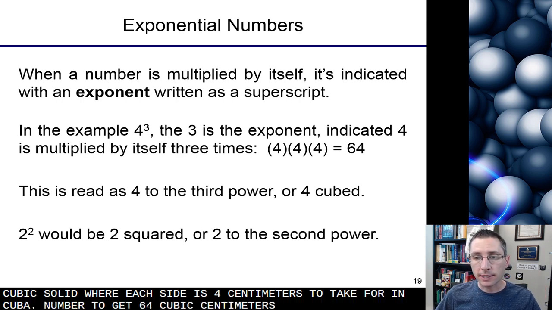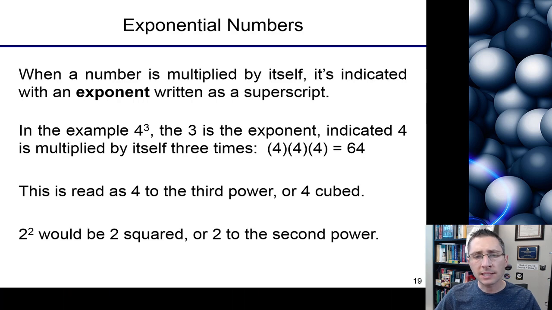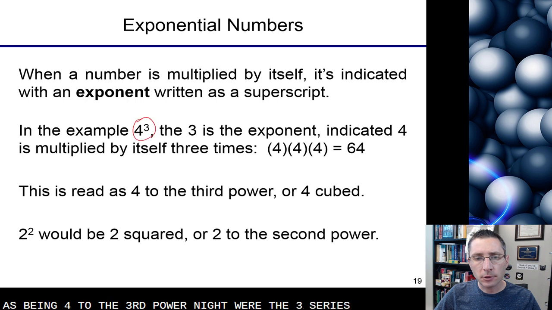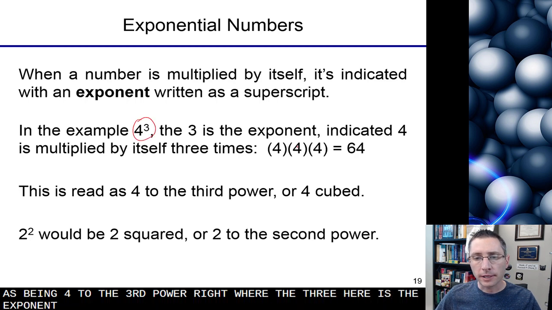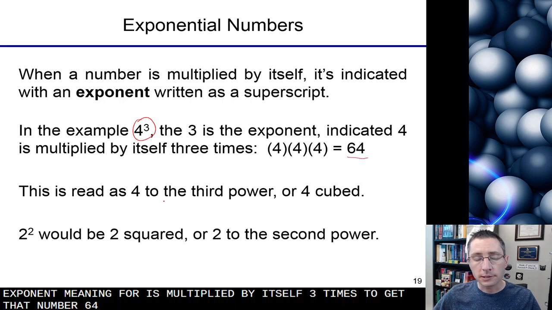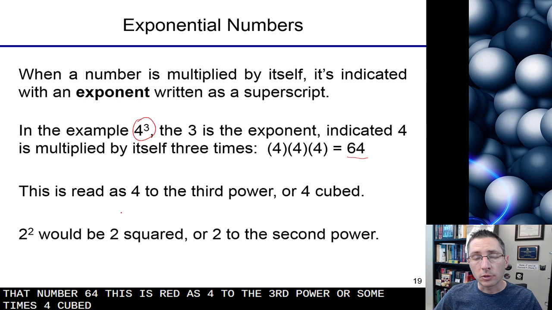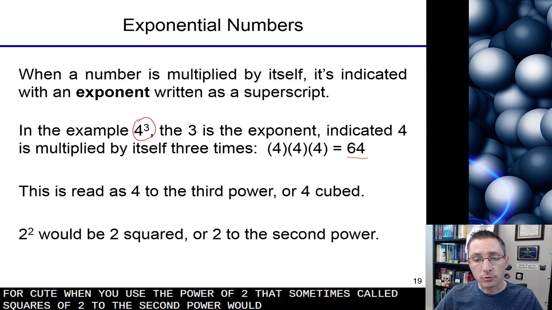Sometimes you'll just express that instead of 64 as being 4 to the third power, right? Where the 3 here is the exponent, meaning 4 is multiplied by itself 3 times to get that number 64. This is read as 4 to the third power, or sometimes 4 cubed. When you use the power of 2, that's sometimes called squared. So 2 to the second power would be 2 squared, equal to 4.